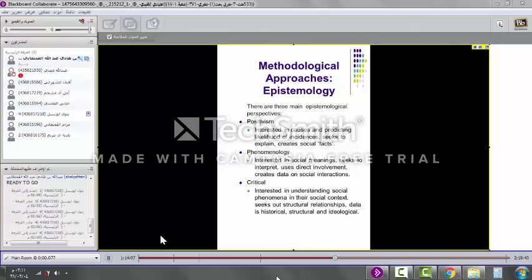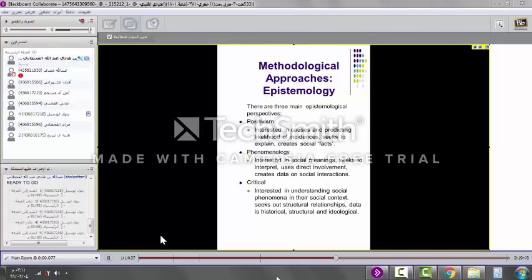Then we talk about phenomenology, which is interested in social meanings, seeks to interpret, uses direct involvement, creates data on social interaction. Now here you look at a phenomenon, something, and you question. You raise questions. You look at it from different perspectives. You collect data. You want to intensify and find out an issue. It could be based on certain beliefs, assumptions that you have, or you want to find out about it.